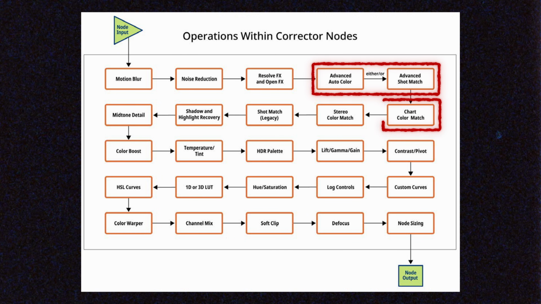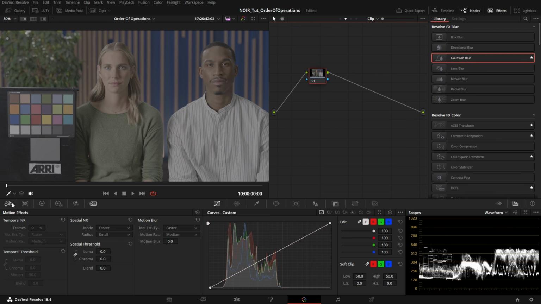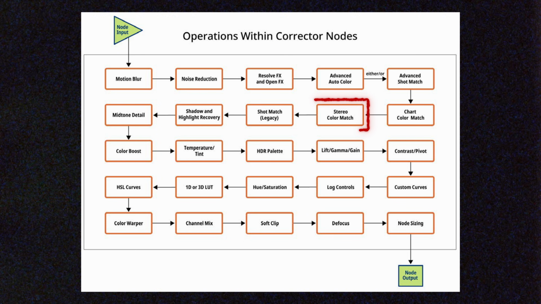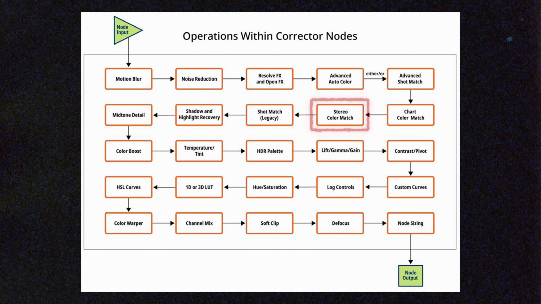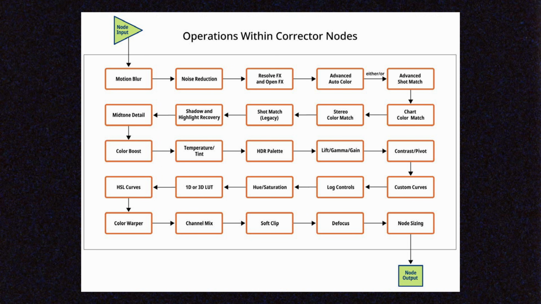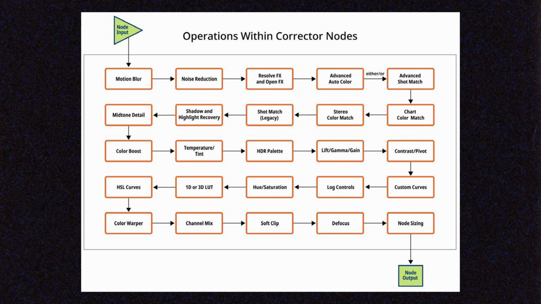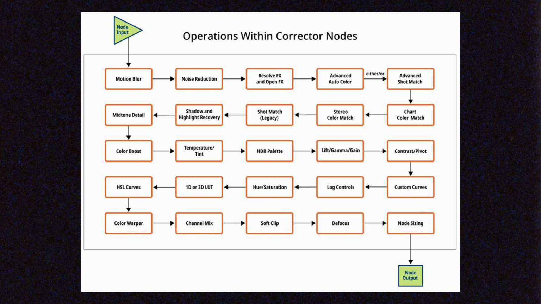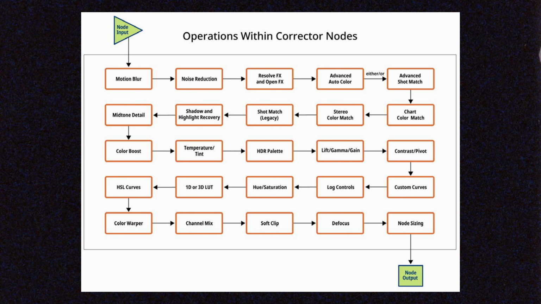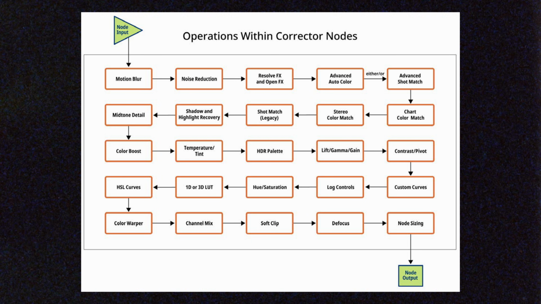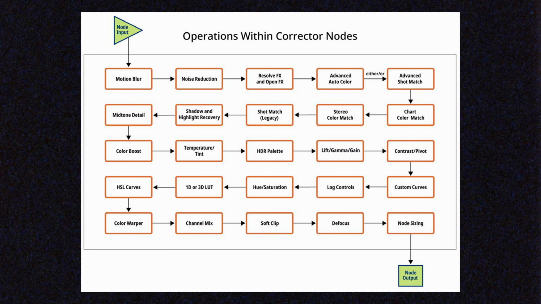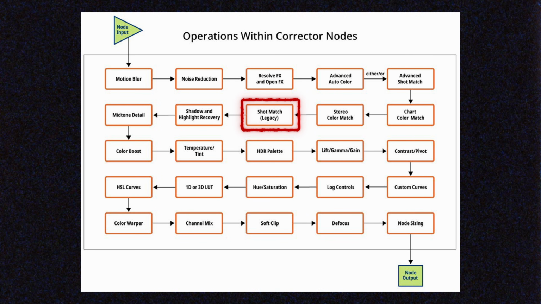Then we have the chart color match, which you can find over here. Then you have the stereo color match, which is important for working with 3D films where you have the 3D glasses, because you have one image for the left eye and one image for the right eye. Those can be slightly different in color, so this is where the stereo color match comes in. Then you have the shot match, the legacy version for that.